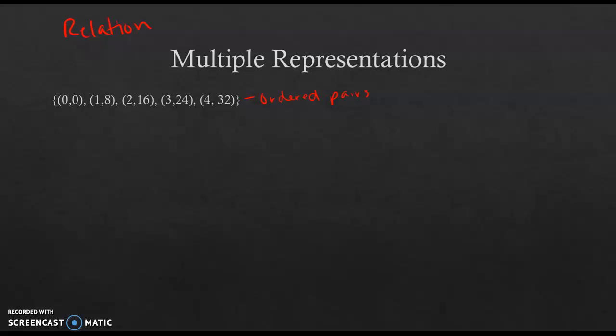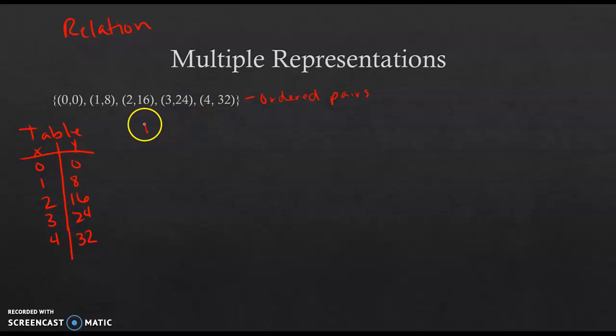Another way we can represent these ordered pairs is by using a table. So we can create a table, and that could be a t-chart with our x values and our y values. And so like this set of points would be 0, 0, 1, 8, 2, 16, 3, 24, and 4, 32. So that's it represented as the table.